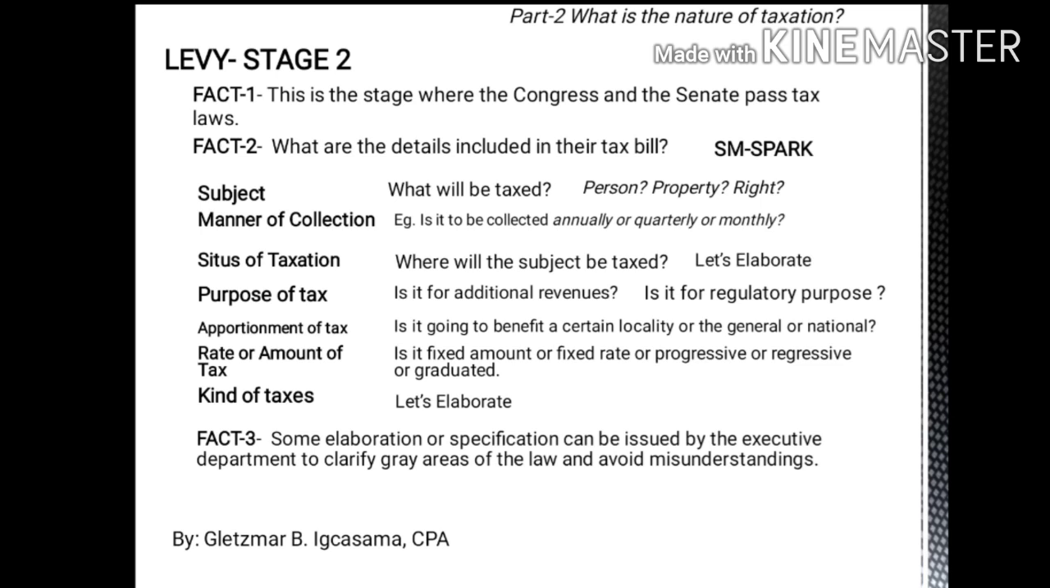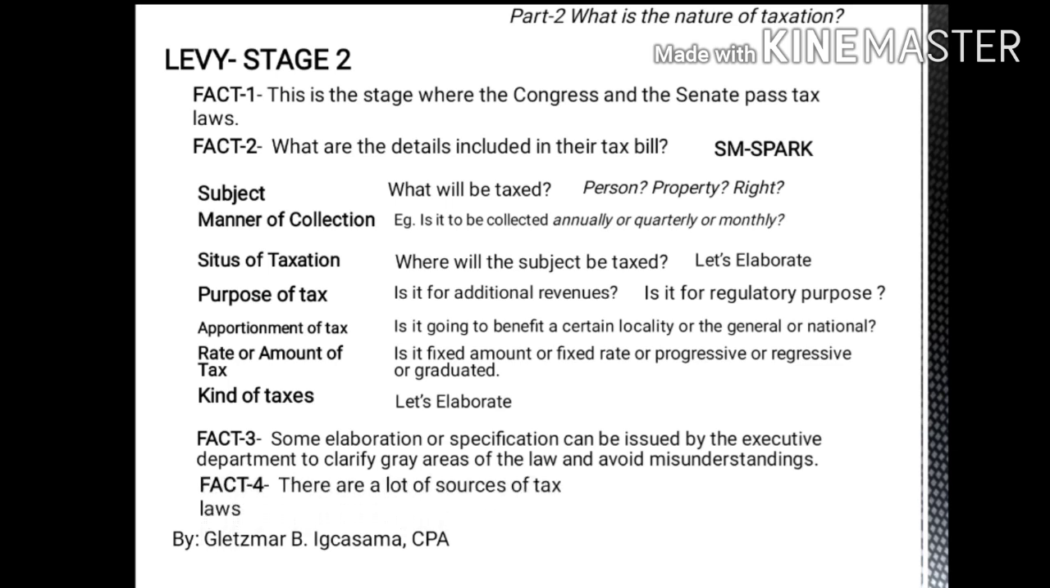Fact 3. Some elaboration or specification can be issued by the executive department to clarify gray areas of the law and avoid misunderstandings. I already mentioned earlier that even if the law reaches the president and he signs it, making it a law, sometimes there are still gray areas. So the executive department will publish guidelines or specifications to remove those gray areas.